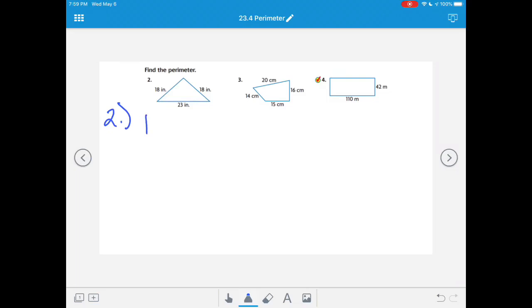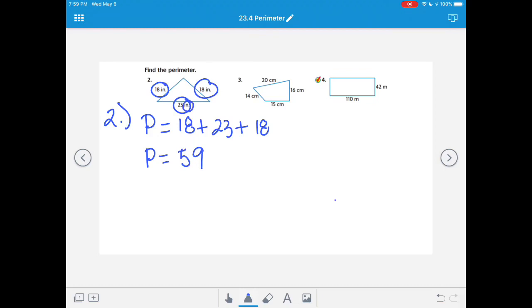We're going to continue working on finding the perimeter of these figures. Number 2, the perimeter is going to equal all the sides added together. So I'm going to start adding. I have 18 inches plus 23 inches plus another 18 inches. Again, I can use my calculator, so I'll type that in. 18 plus 23 plus 18 equals a total of 59, and then I need to remember my label. The measurement was in inches, so my label also needs to be in inches.